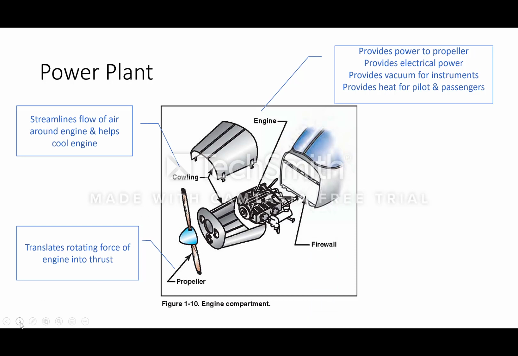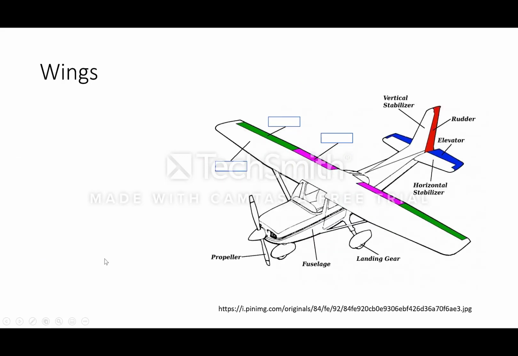And the last important piece of the power plant is the firewall. The firewall is here, and it's between the engine and the cockpit to protect the flight crew from engine fires or extra heat in the engine.